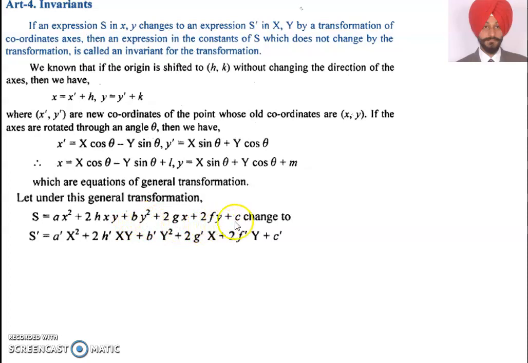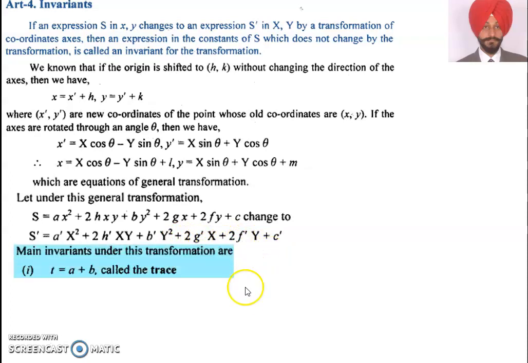So under this general transformation, S is equal to ax square plus 2hxy plus by square plus 2gx plus 2fy plus c changes to S dash, a dash X square plus 2h dash XY plus b dash Y square plus 2g dash X plus 2f dash Y plus c dash.